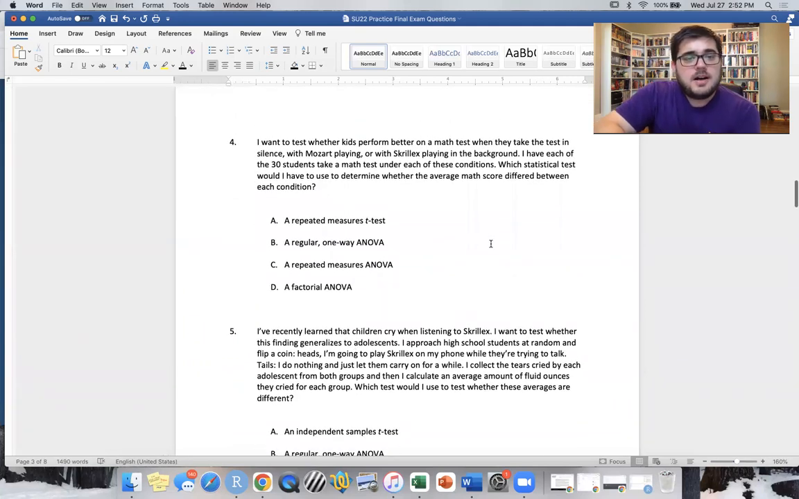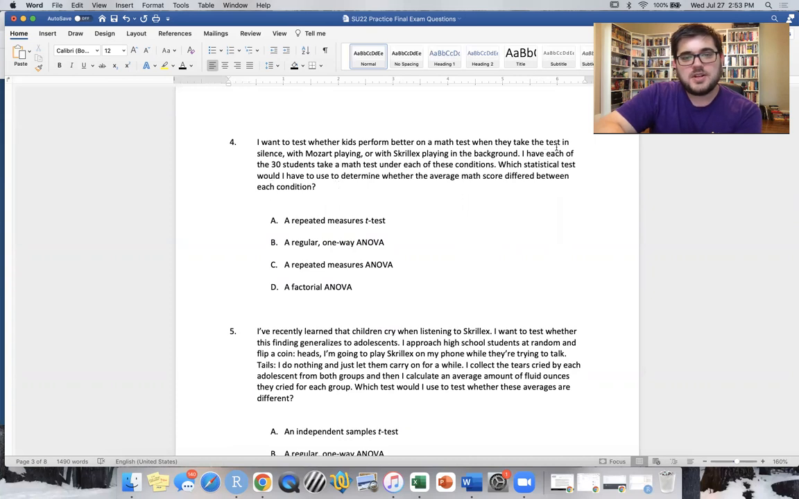Next one. I want to test whether kids perform better on a math test when they take the test in silence, with Mozart playing, or with Skrillex playing in the background. This is a cruel and unusual experiment. I have each of the 30 students take a math test under each of these conditions. Which statistical test would I have to use to determine whether the average math score differed between each condition?